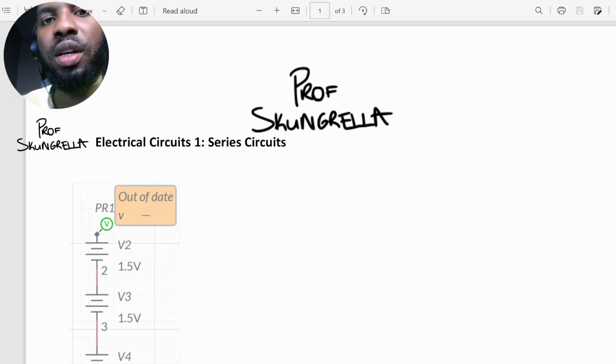And now we're looking at series circuits. So we will consider batteries in series, resistors in series, and also discuss parallel as well. So series circuits. Where do series circuits come in?